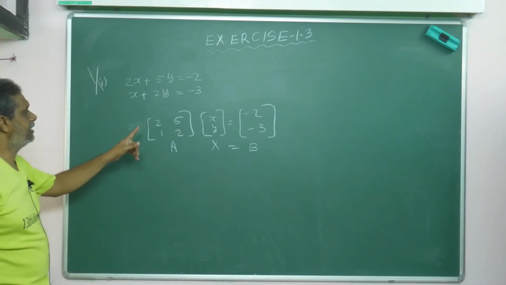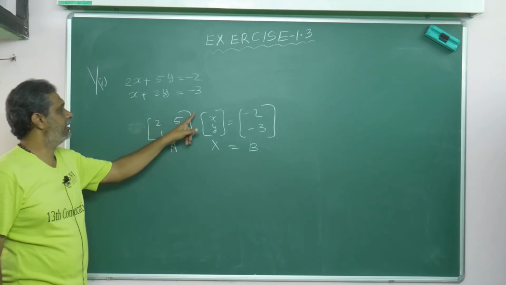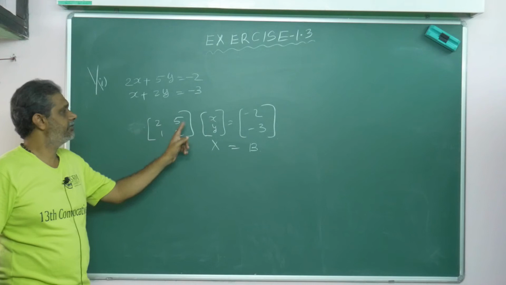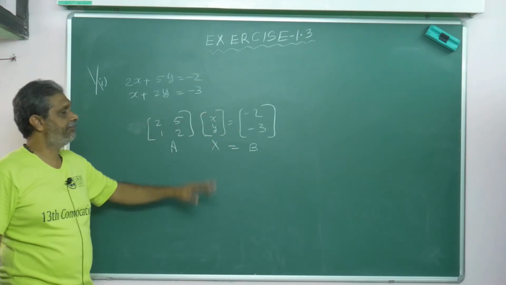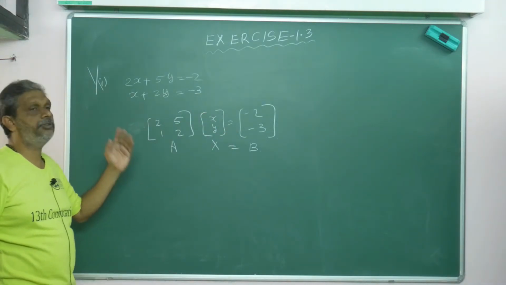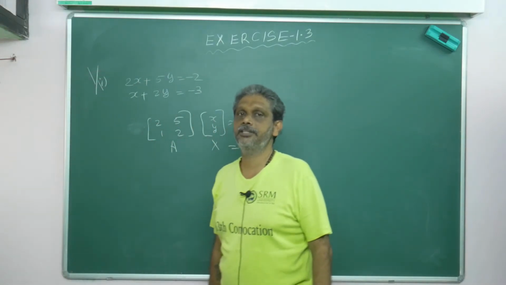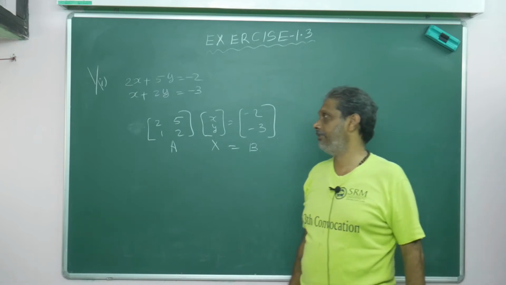See, if you want, you can check first row, first column: 2x plus 5y is equal to minus 2. 1x plus 2y is equal to minus 3. Happily satisfied. So I am bringing the given equations into matrix form. Then I will attack slowly.